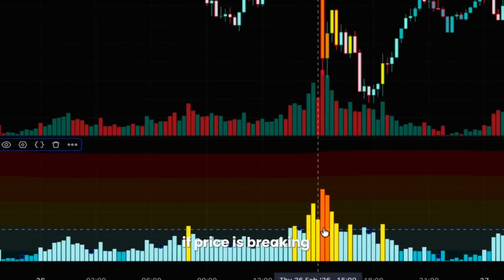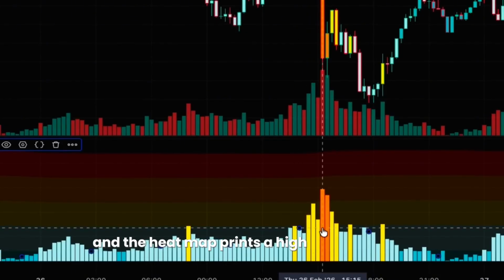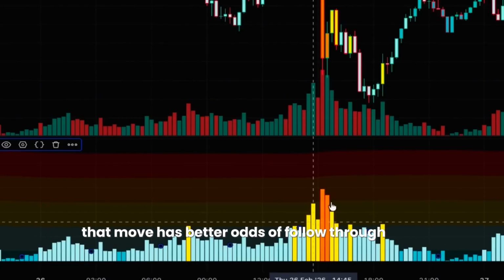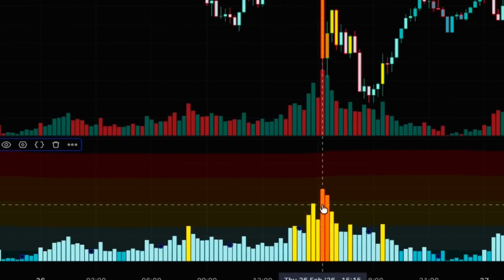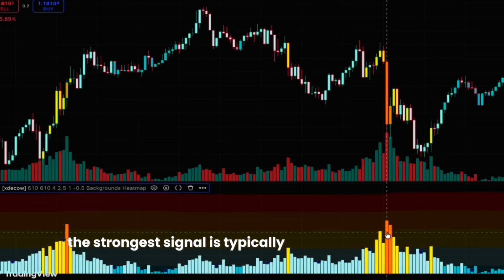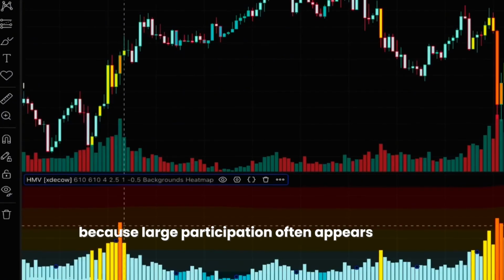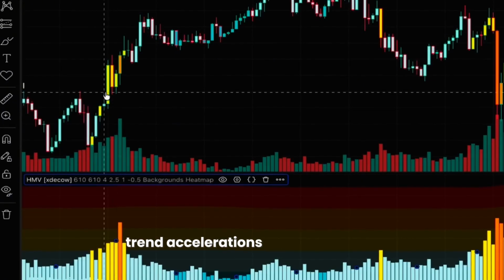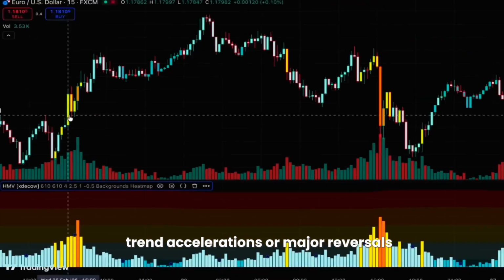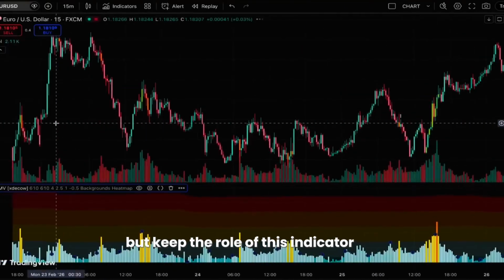If price is breaking out and the heat map prints a high or extra high bar, that move has better odds of follow-through than a breakout on dull volume. The strongest signal is typically the extra high category, because large participation often appears near key breaks, trend accelerations, or major reversals. But keep the role of this indicator clear.